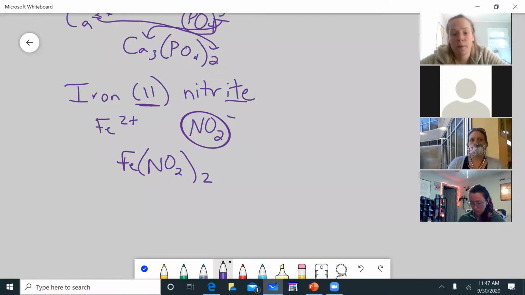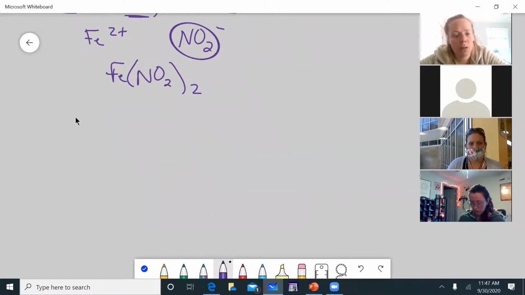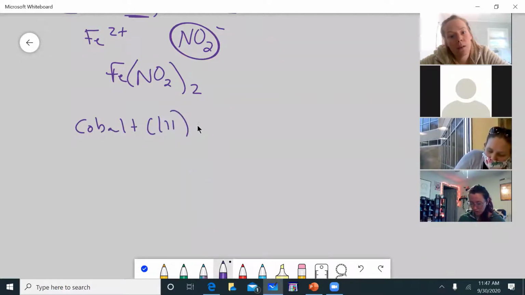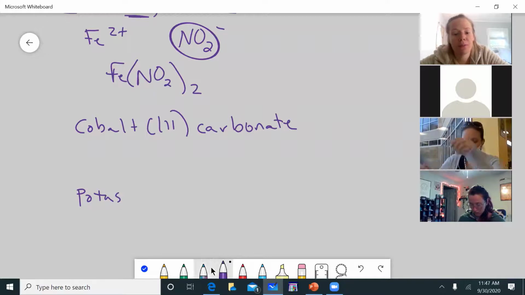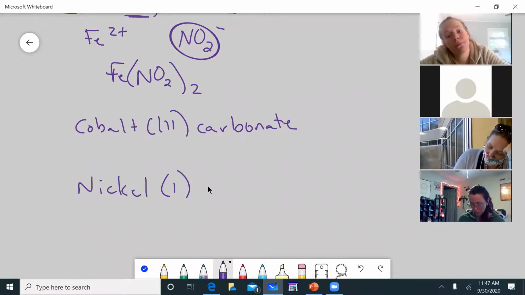I'll give you 2 more with the varying charges, because I feel like that's always sort of a weak spot for students with naming. Cobalt 3 carbonate, and, no, I want to do an unpredictable charge, sorry. Nickel 1 cyanide.